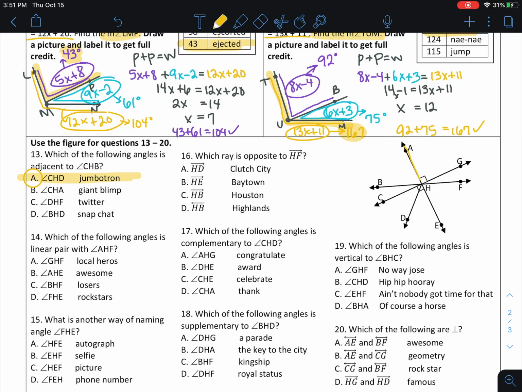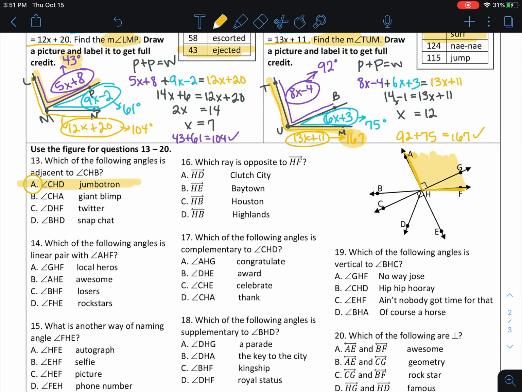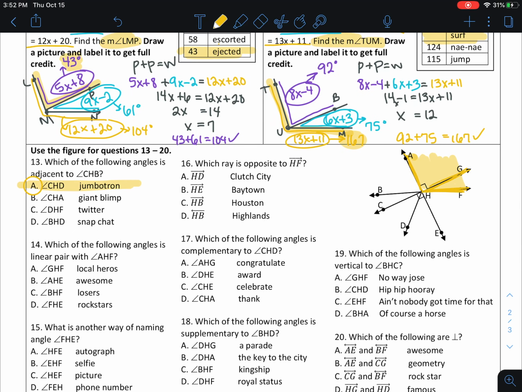AHF. So we need it to make a linear pair. So let's try GHF. Let me highlight AHF real quick. All right, so that's AHF. So now GHF. Well no, that's right there. That's not gonna make a linear pair.